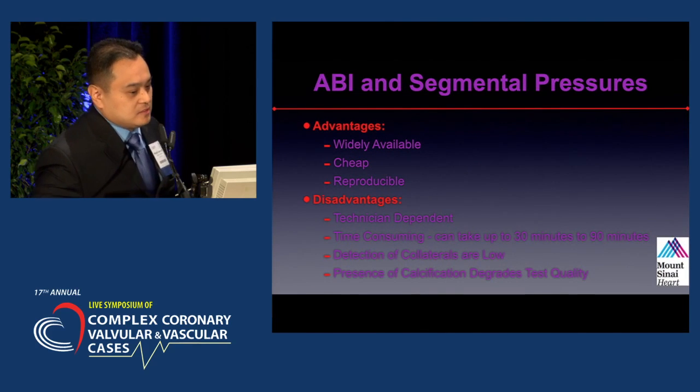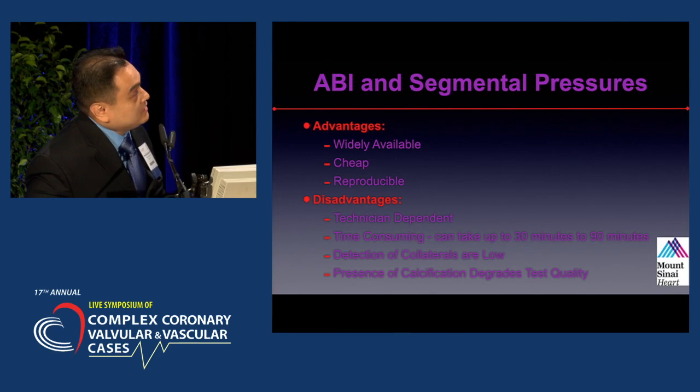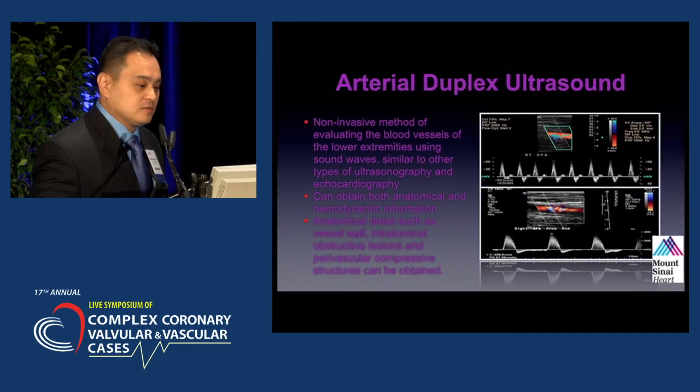So ABIs and segmental pressures are widely available. Advantages: widely available, cheap, reproducible. Disadvantages: basically technician dependent. You've got to have a good technician to give you good results. It's time consuming, takes a pretty long time, and detection of collaterals is very low in ABI segmental pressures.